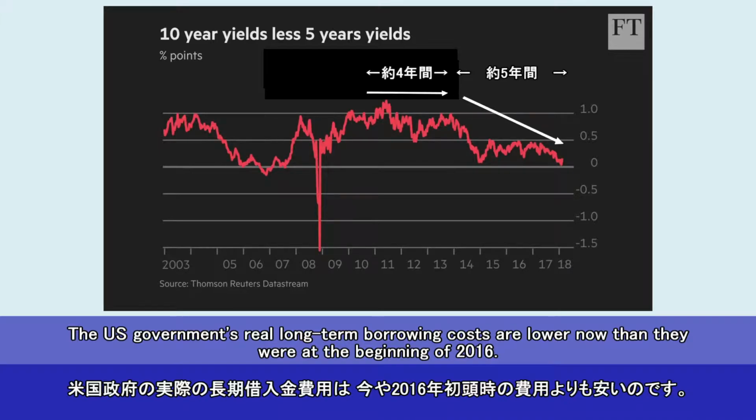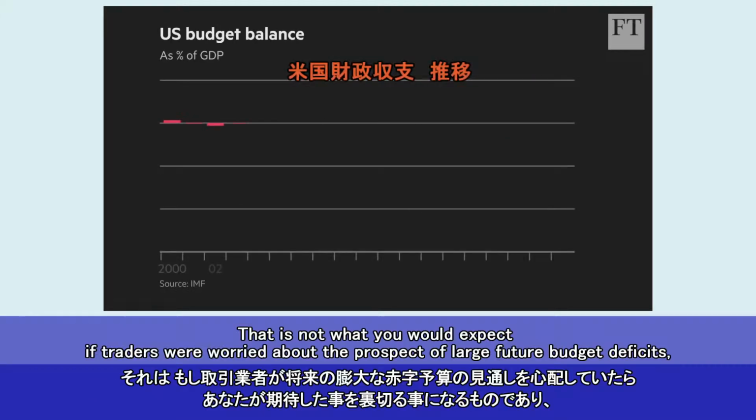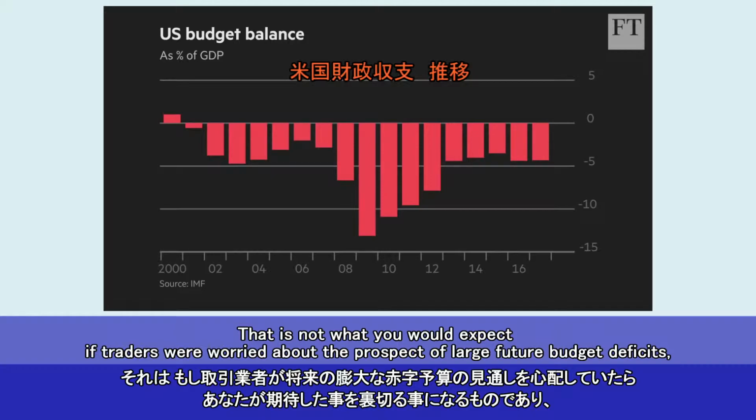The US government's real long-term borrowing costs are lower now than they were at the beginning of 2016, and that is not what you would expect if traders were worried about the prospect of large future budget deficits.